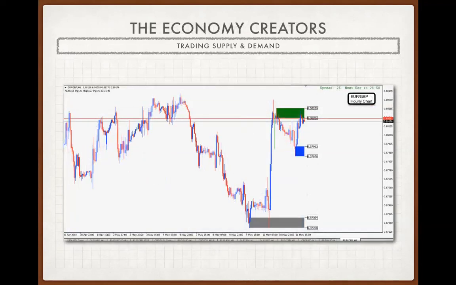Now, here you have your euro pound on the hour. Once again, you have a retested supply zone, you have an untested demand zone, and a retested demand zone. Right now, prices has already fallen from the supply zone, created a demand zone, bought back up into the supply area, giving it a retest, did a small bit of retracement, has a small bit of consolidation occurring right now.